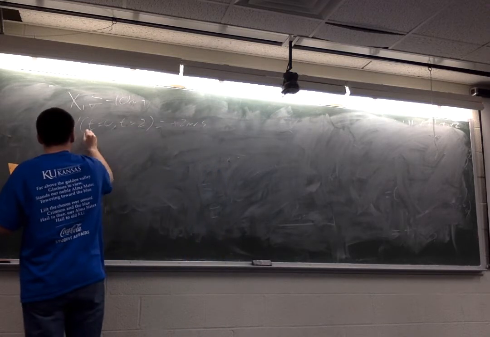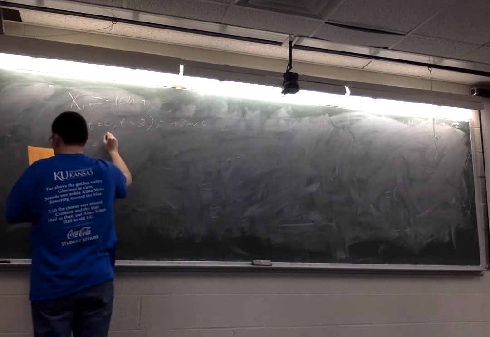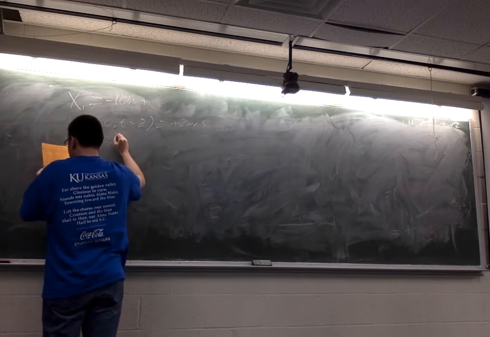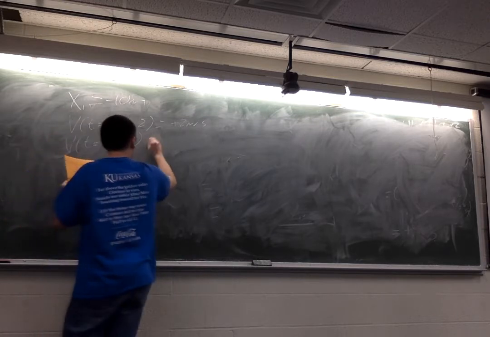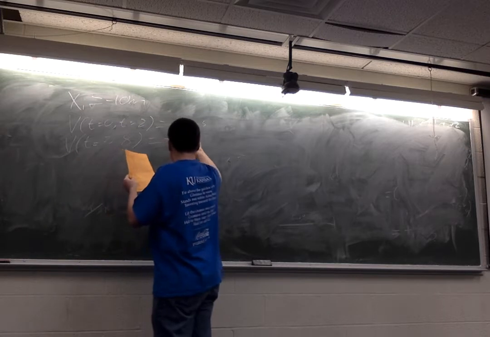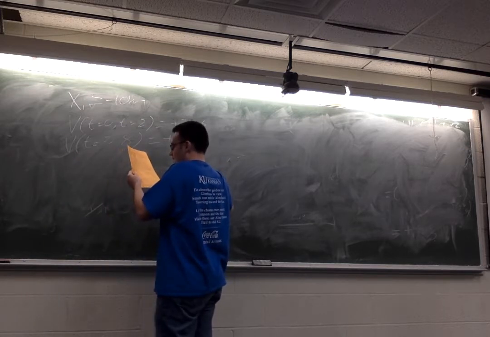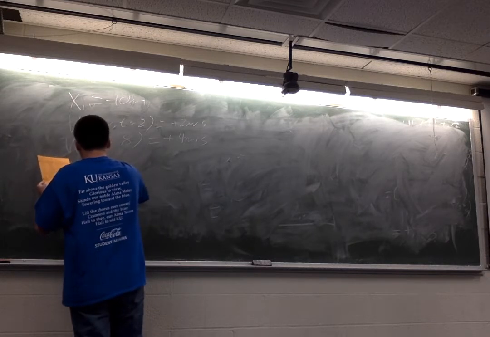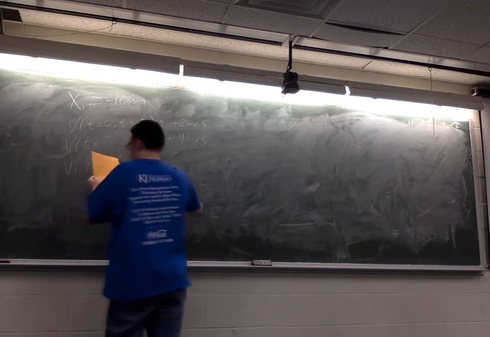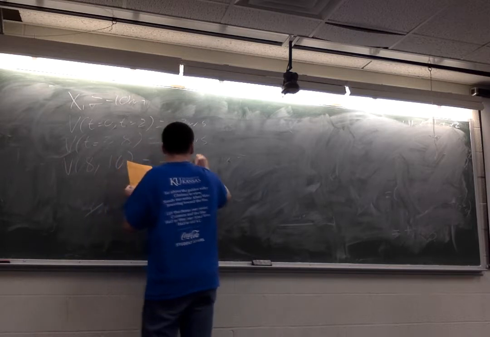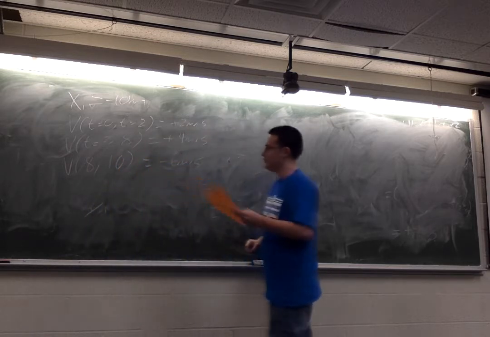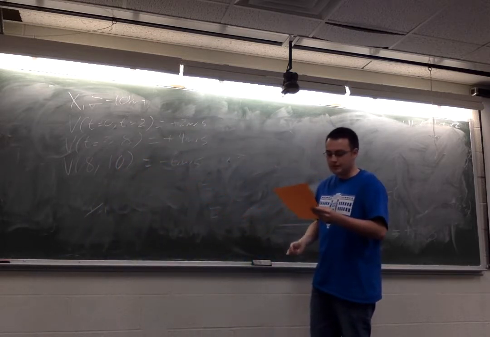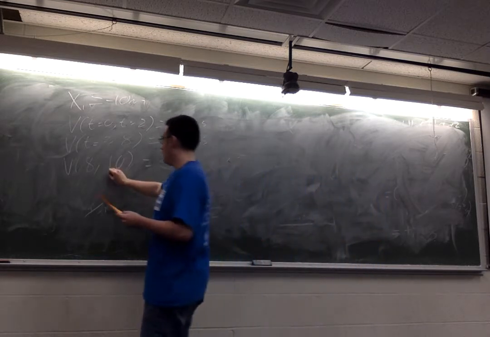And then we have a velocity from t equals 2 to 8 seconds, where it's plus 4 meters per second. And then you have the velocity from 8 to 10, where it's negative 6 meters per second. So the problem asks us, what is the value of xf?